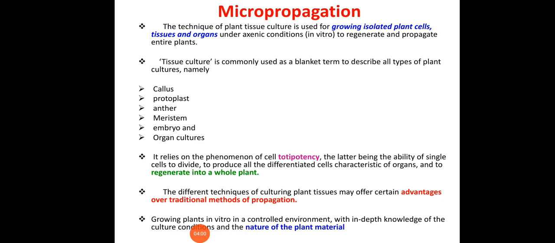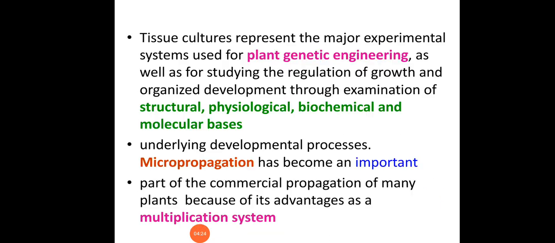Growing plants in vitro in a controlled, aseptic laboratory environment requires in-depth knowledge of the culture conditions and the nature of the plant material. All environmental conditions are produced aseptically in vitro, under axenic conditions. Tissue culture represents the major experimental system used for plant genetic engineering, as well as for studying the regulation of growth and organized development through examination of structural, physiological, biochemical, and molecular basis.